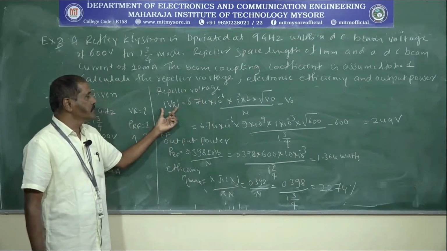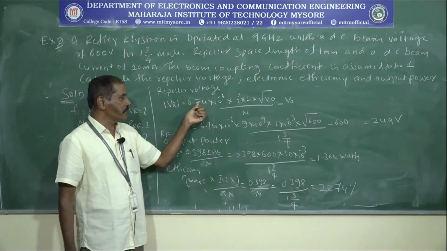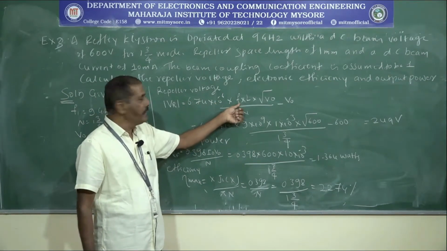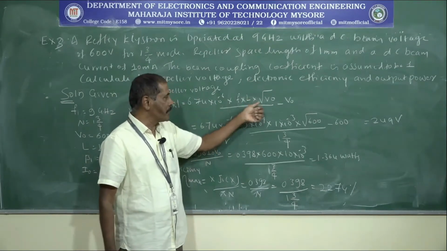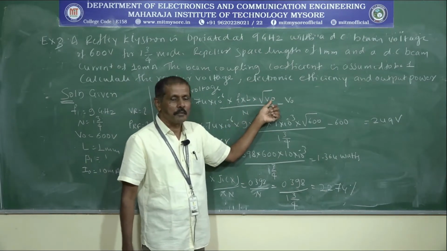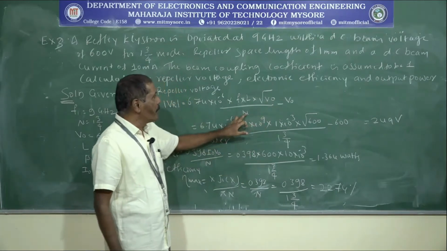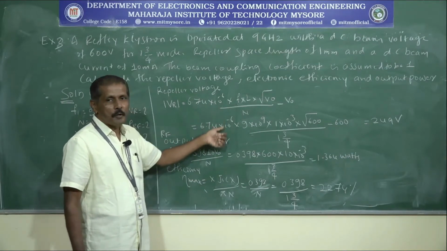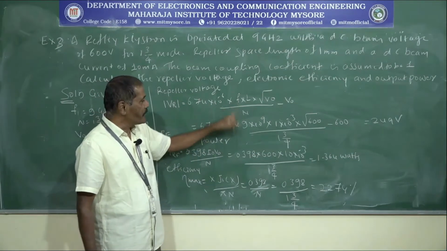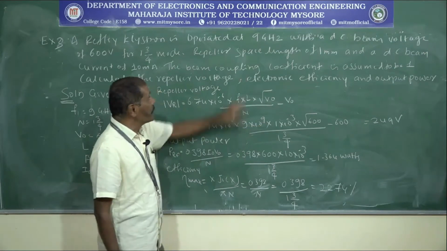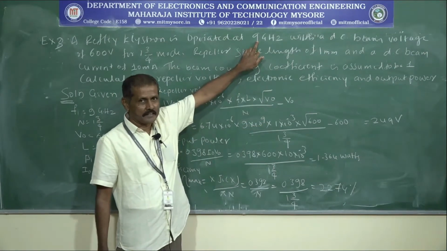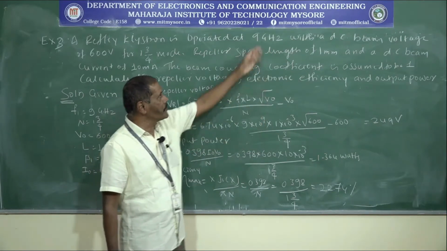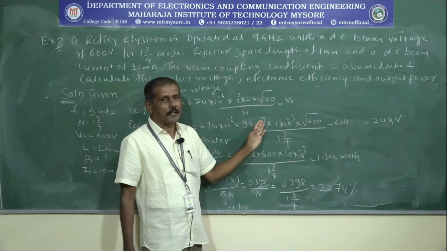Now, the repeller voltage is given by the formula 6.74 into 10 to the power of minus 6 into F, where F is the frequency, L is nothing but the repeller space, into root of V0, which is your beam voltage, divided by N, which is the mode. Now, 6.74 into 10 to the power of minus 6, we will write as it is. F is 9 into 10 to the power of 9, because the given frequency is 9 gigahertz. If it is given in gigahertz, you write it as 10 to the power of 9. If it is in megahertz, you write it as 10 to the power of 6.